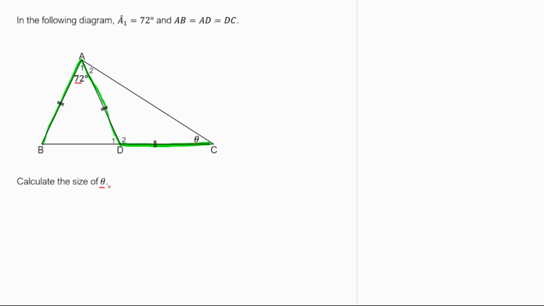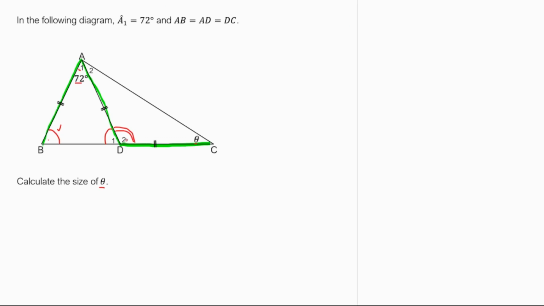What can we do? We can find the size of angle D1. Angle D1 is equal to angle B, since these are angles opposite equal sides, AB is equal to AD. We can find angle D1 and angle B, right? And then after finding angle B, we can use angle B and angle A1 to find angle D2. Considering triangle ABD, angle D2 is an exterior angle. Or we can also use adjacent angles on a straight line because D1 and D2 are adjacent angles on a straight line. So any of those, right?